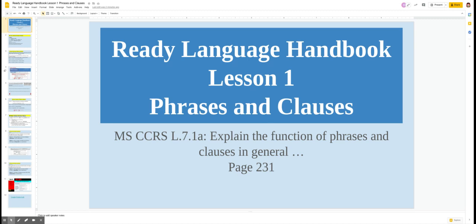Today we are bringing you some Ready Language Handbook. We are going to get out our Ready Workbook and turn back to page 231, where we're going to start getting into some sentence structure. So, yay, sentence structure. That is the foundation and building blocks for all of our writing in class.